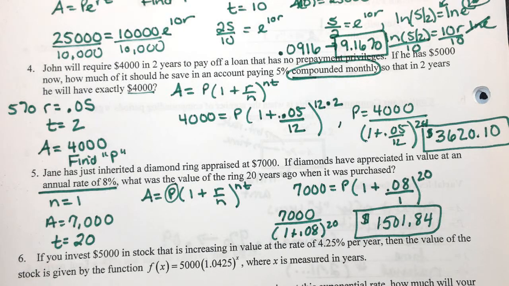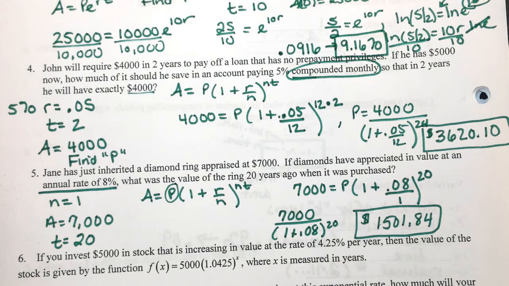All right? Yes, Emmy. I just want to make sure I get this right, in case it's on my test question tomorrow. 7,000 is the 20 years. Right. Because that's what the ring is worth now. We're trying to figure out what it was worth actually 20 years ago.